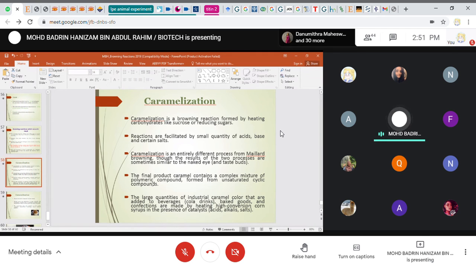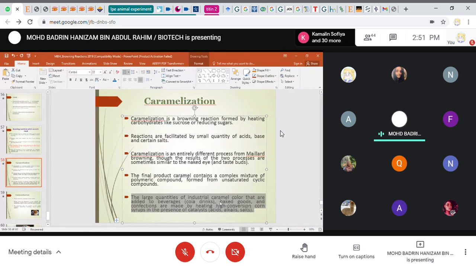But the final product, caramel, contains a complex mixture of polymeric compounds formed from unsaturated cyclic compounds. Large quantities of industrial caramel color that are added to beverages such as cola drinks, baked goods, and confections are made by heating high conversion corn syrup in the presence of catalysts like acid and alkali. So based on this last sentence, you know that this is not the Maillard reaction because it doesn't involve amino acid here.